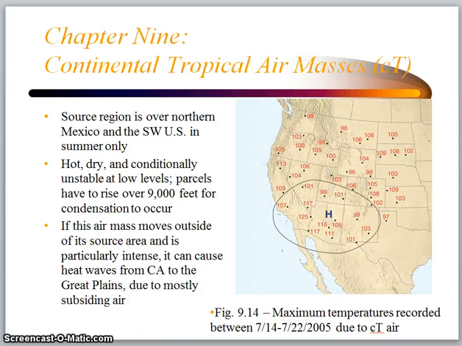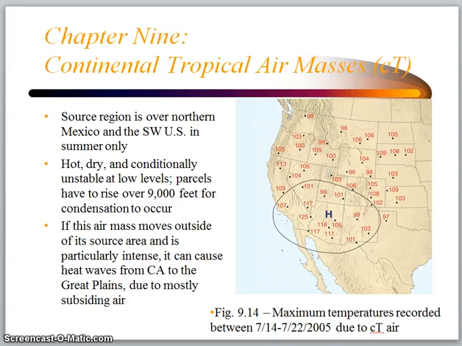Now let's get to the hot, dry air masses. Continental tropical. This is the one that causes our heat waves, especially in the southern and southwestern U.S. in the summertime. Figure 9.14 to the right shows maximum temperatures that were recorded as a continental tropical air mass dominated the southwest U.S. between July 14th and July 22nd, 2005. Note the 125 at Needles, California during that period.